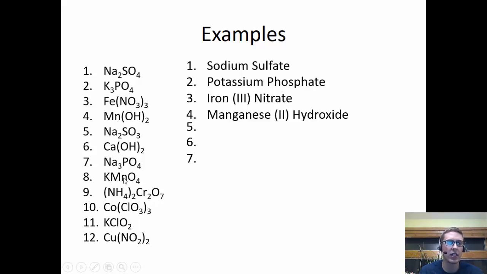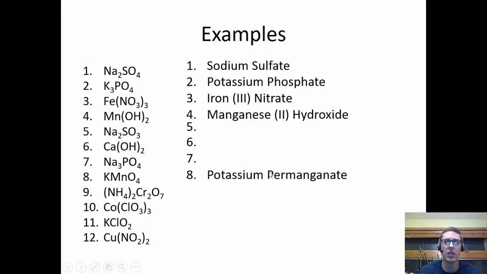Okay, because now we're getting into lots of things here, there's no parentheses, so it's a little tougher to get everything out. But we know the K comes first, so this must be our cation. It's potassium. But Mn? Well, I look on my sheet and I see MnO4 is permanganate, so KMnO4 is potassium permanganate.